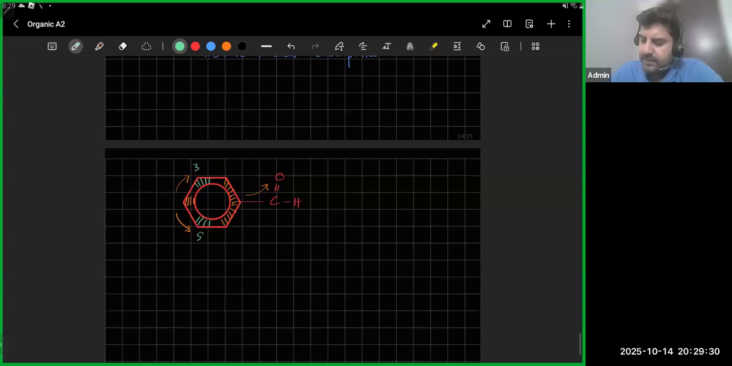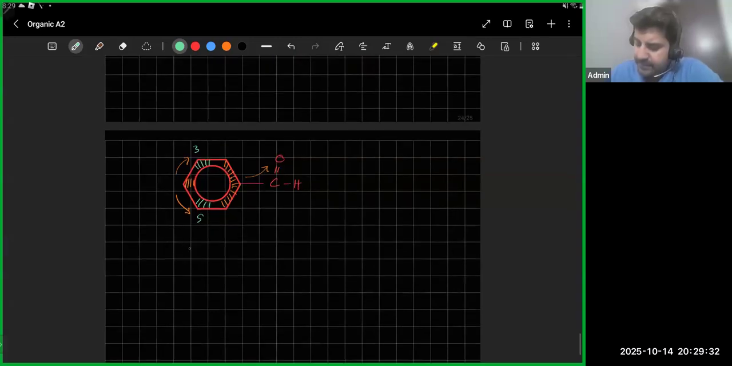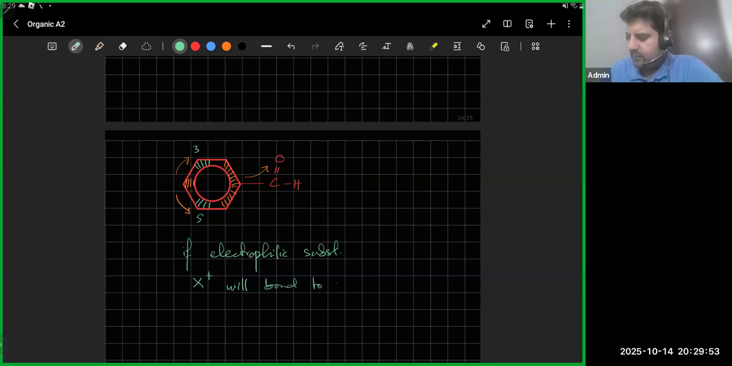All you need to know is that if electrophilic substitution is done, ignore the conditions. Remember the electrophile, let's call it X+, will get attracted or will bond to positions 3 and 5. That's it. So you have to remember what those groups were. There were carbonyl groups, there was carboxylic acid.